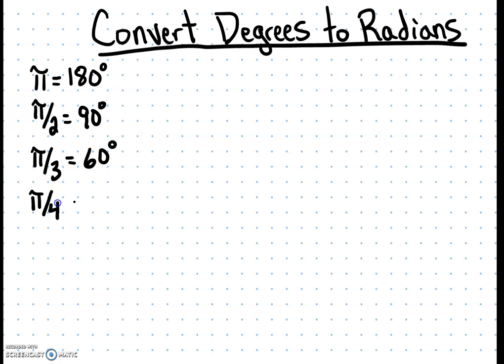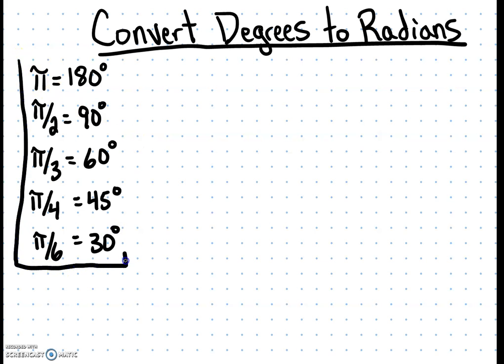Pi over 4 is going to be 45 degrees. And pi over 6 is going to be 30 degrees. If we know these, then it makes it really easy for us to convert from degrees to radians, because anything that I give you is always going to be a multiple of one of these numbers.